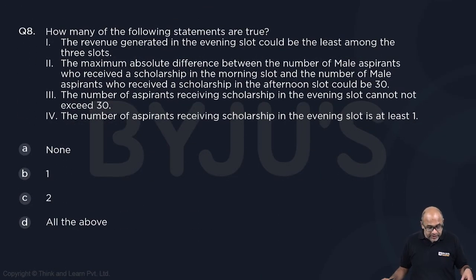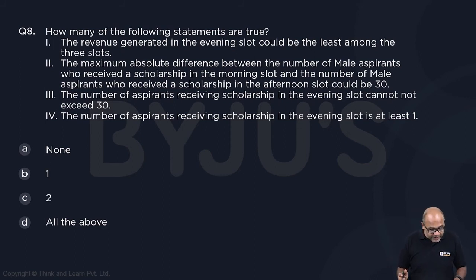So the next question is a bit lengthy, because you have to look at how many statements here are true. You have to go statement by statement and see how many of them are correct. If you start looking at the first statement, it says the revenue generated in the evening slot could be the least among the 3 slots. So you have to look at the least in all the 3 slots and see whether it's possible that the evening slot is the least amount.